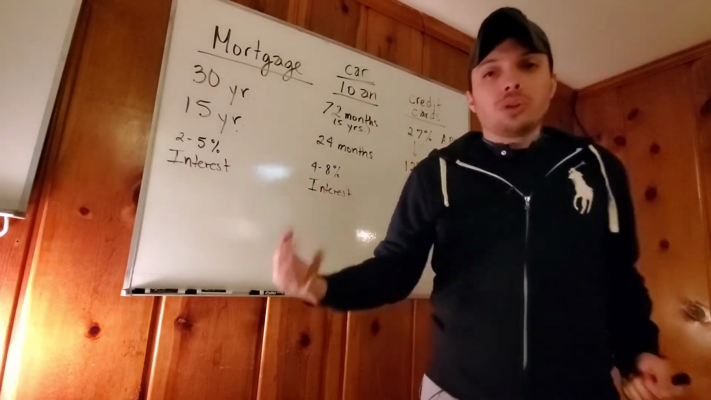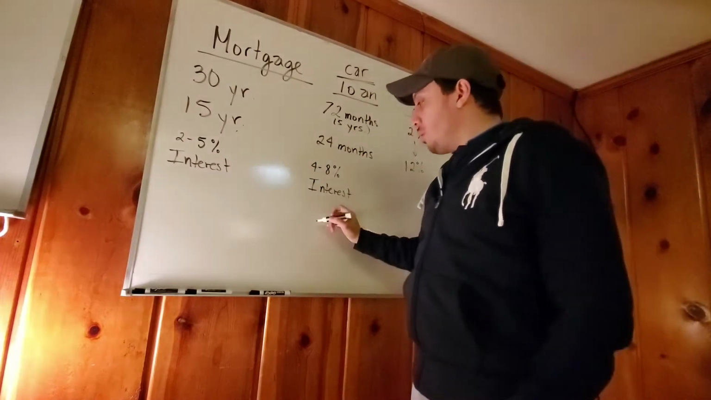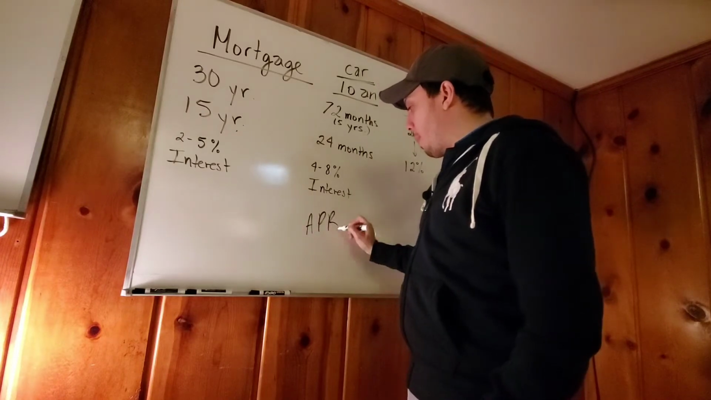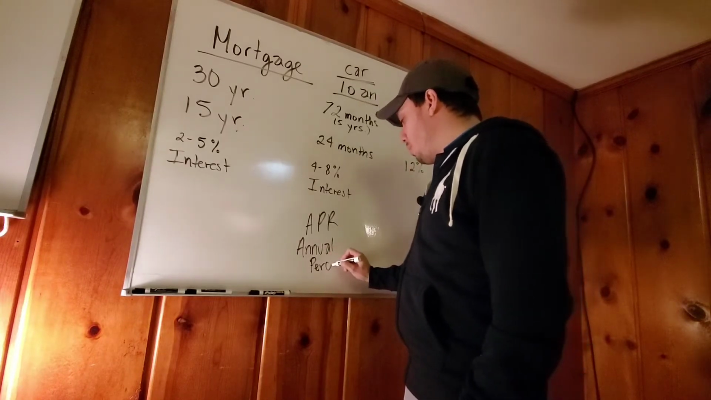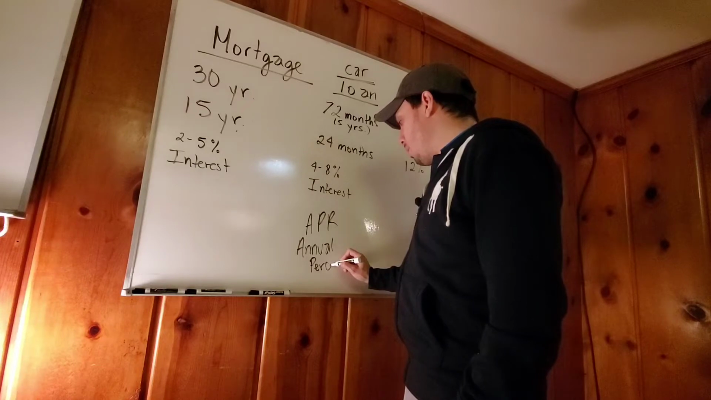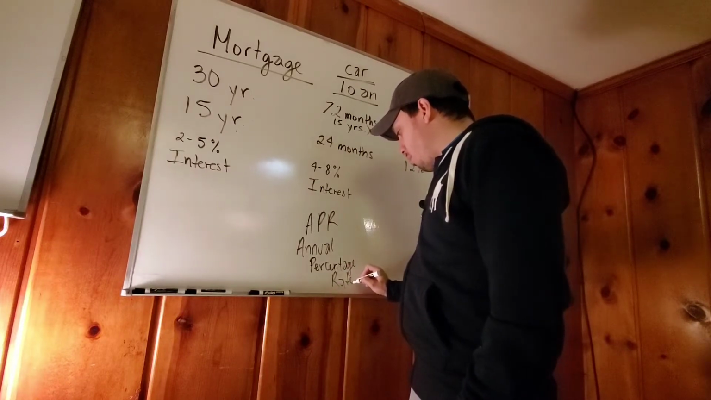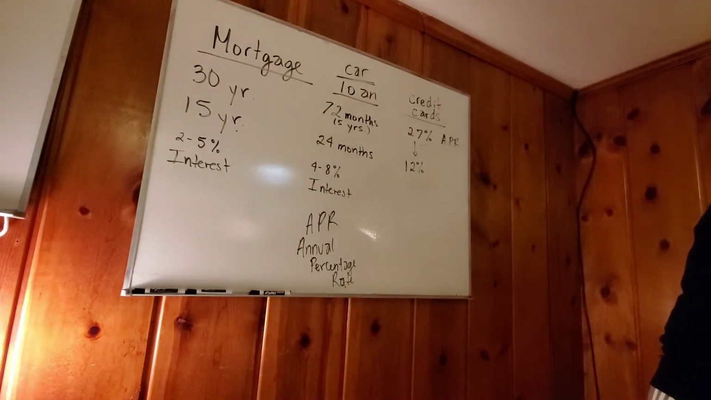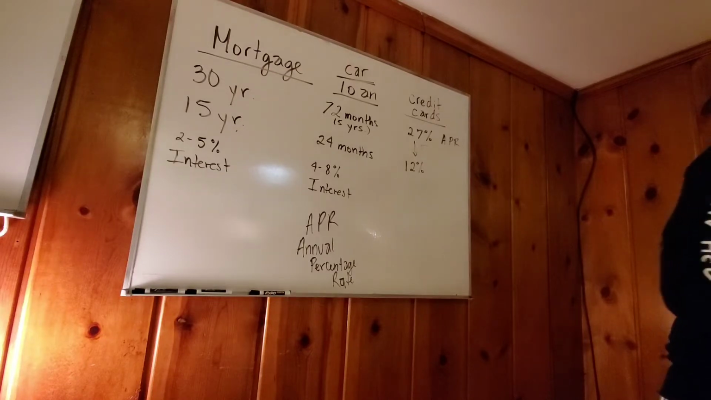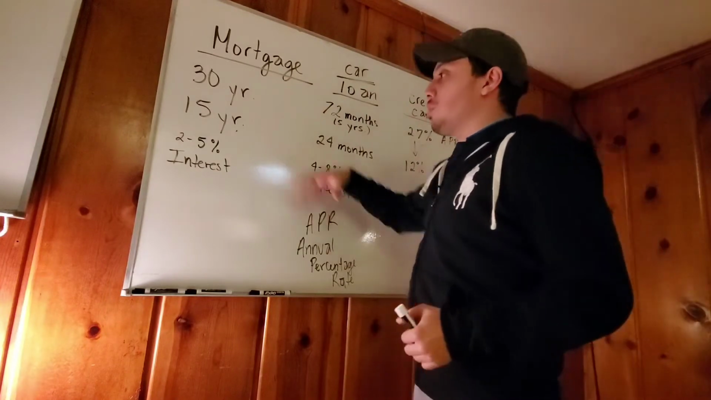Okay, so let me explain to you what we're talking about with mortgages, car loans, and credit cards. The first thing that I have to talk about is probably APR. APR means annual percentage rate. And so what that means is the interest that they will give you. And so the mortgage, the car loans, and the credit cards, they always have a percentage rate.